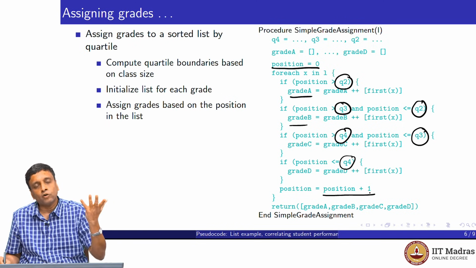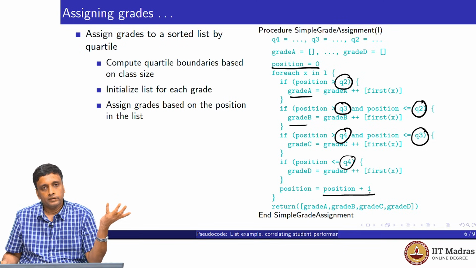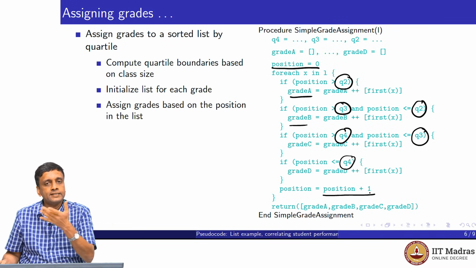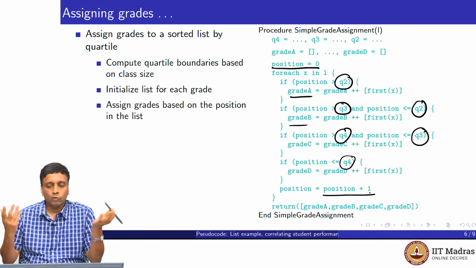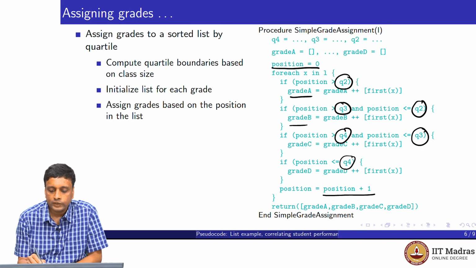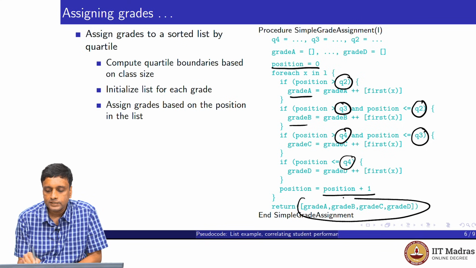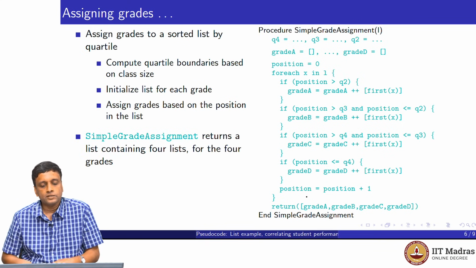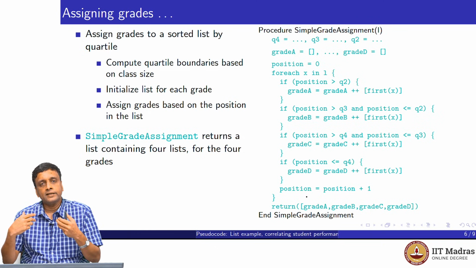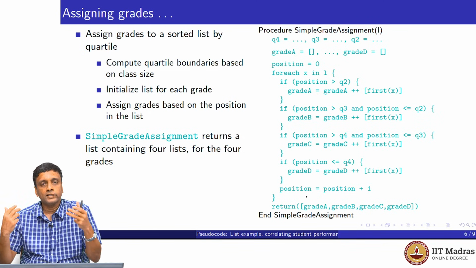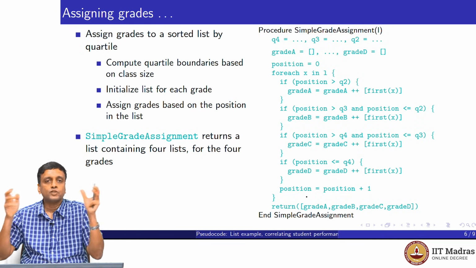So at the end of this, I have got these four grades, right, grade A, grade B, grade C, grade D. They are roughly equal. Now I have to give them back. I have to tell you what the grades are. So the way I will do it is just to create a new list which consists of all these four lists together, right. So the simple grade assignment will return four lists, the A list, the B list, the C list and the D list. So I will get back not one list but four lists packed together in a single list, a list of lists, right.